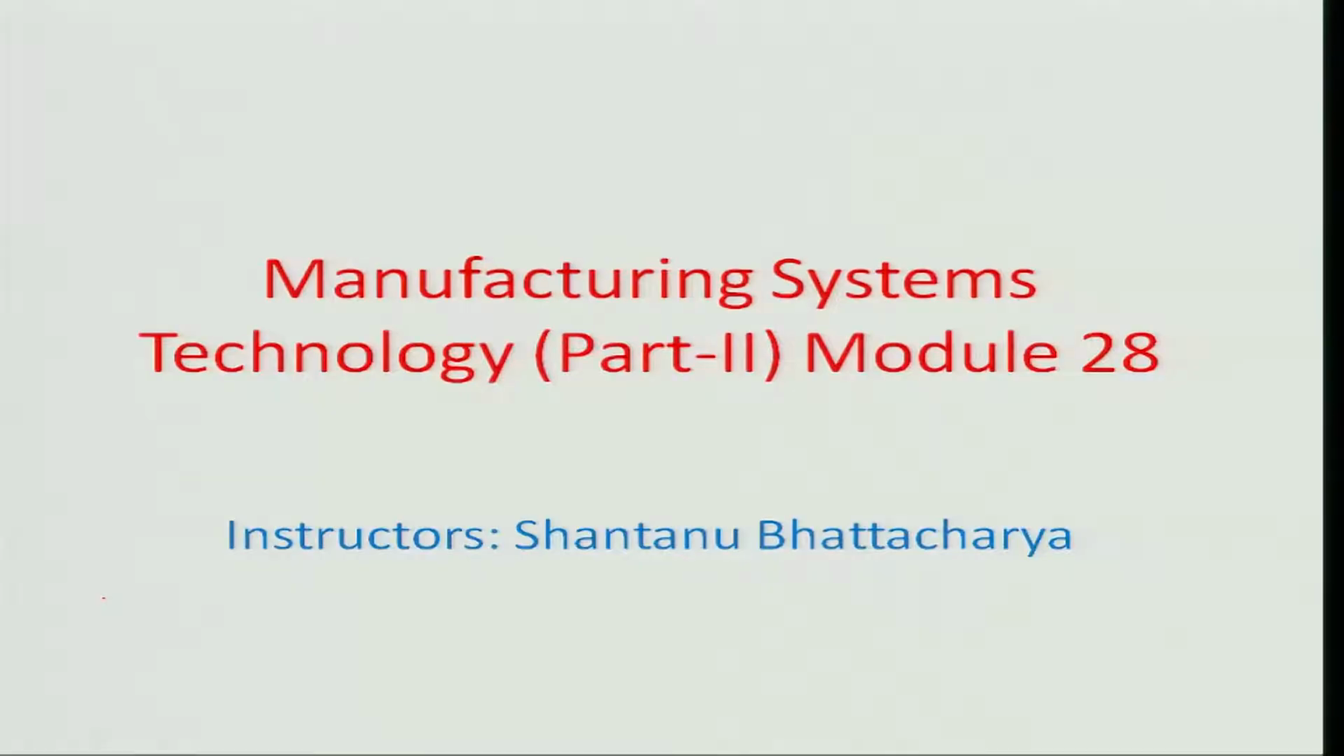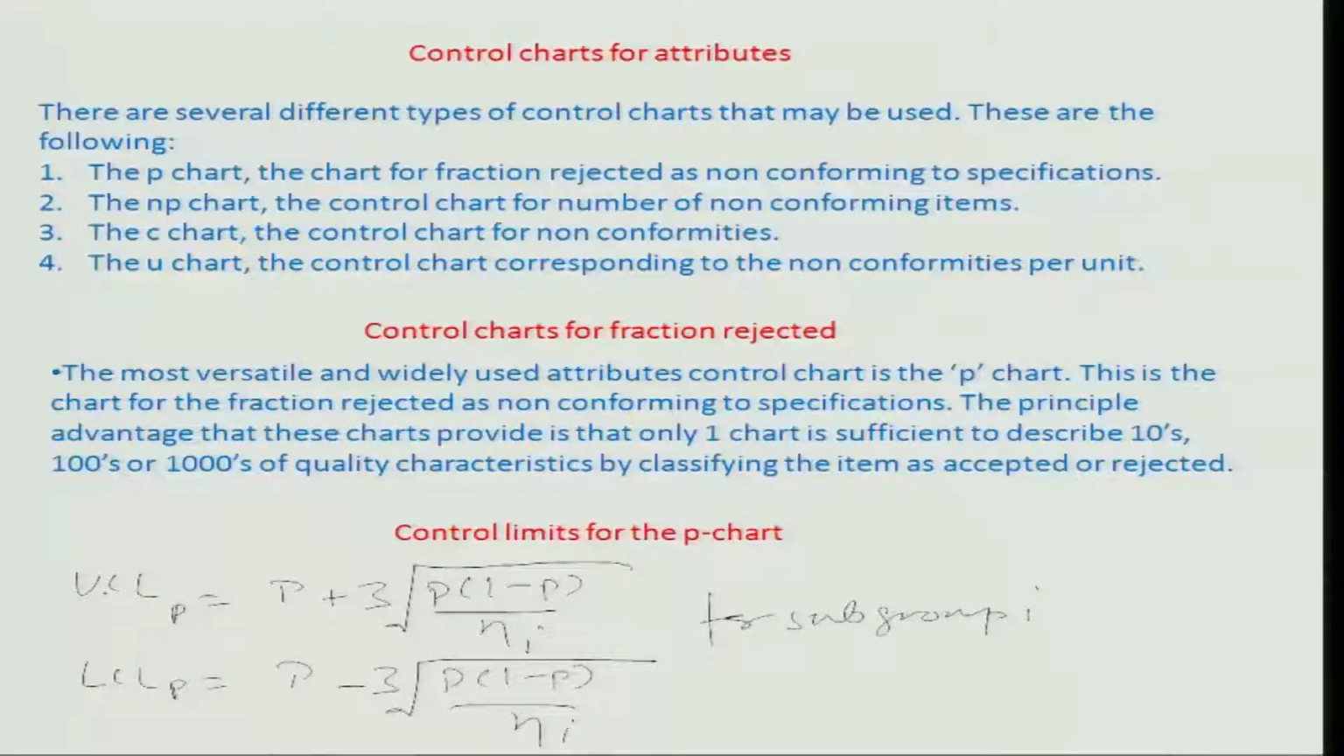In the last module we were talking about the different distributions, that is the Poisson distribution, normal distribution, and binomial distribution, and how you can relate that to acceptance sampling. In this module we are going to start plotting some of the control charts based on acceptance sampling plans, particularly the P chart.